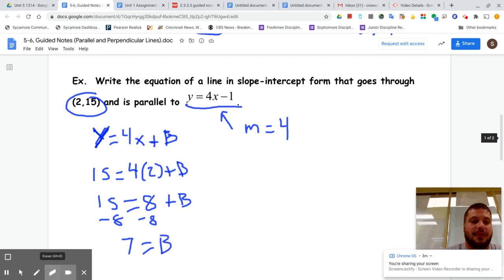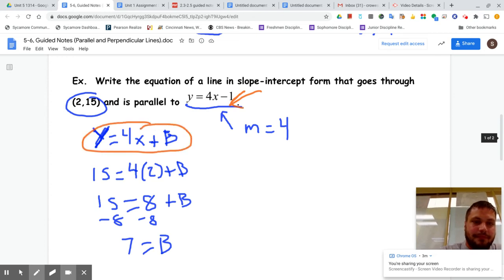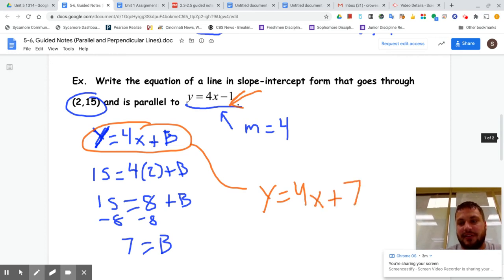All right, so my final answer of the line that is parallel to this line, y equals 4x minus 1, and goes through the point (2, 15), is y equals 4x, and instead of b, I know that b is plus 7.